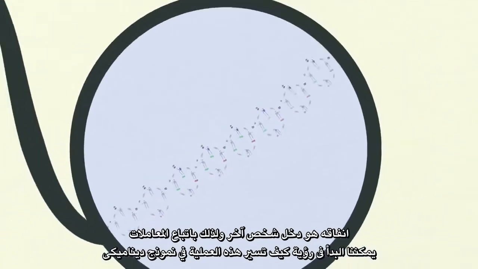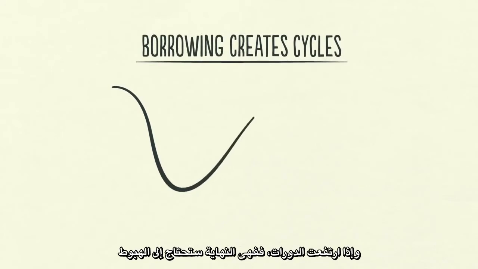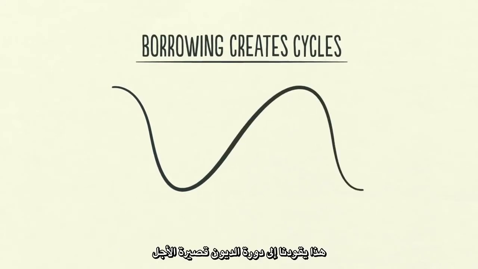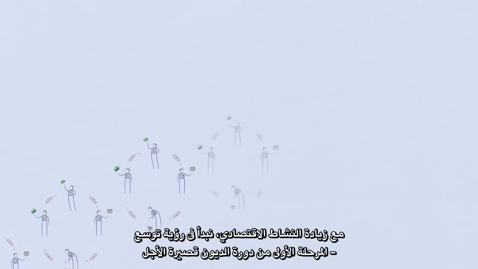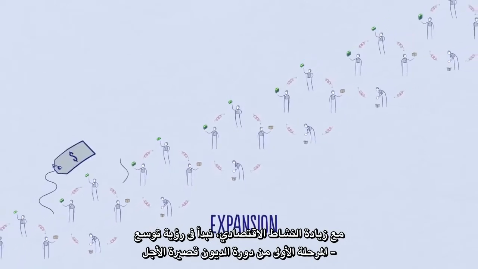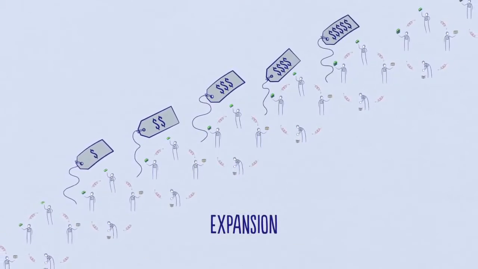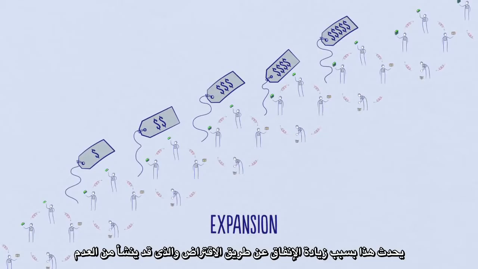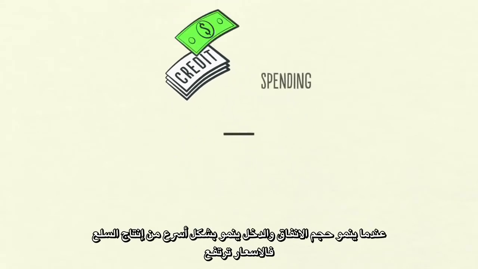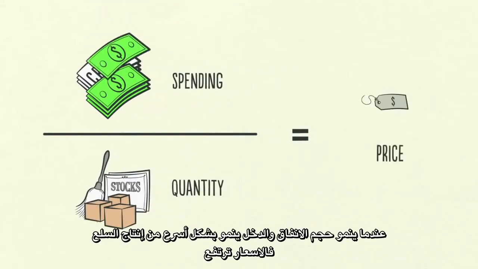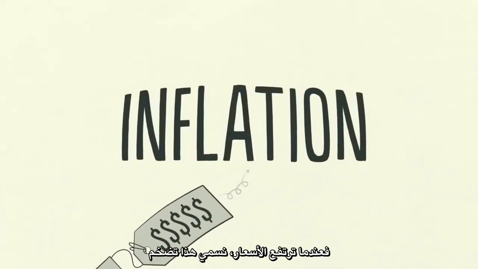His spending is another person's income, and by following the transactions, we can begin to see how this process works in a self-reinforcing pattern. But remember, borrowing creates cycles, and if the cycle goes up, it eventually needs to come down. This leads us into the short-term debt cycle. As economic activity increases, we see an expansion, the first phase of the short-term debt cycle. Spending continues to increase and prices start to rise. This happens because the increase in spending is fueled by credit, which can be created instantly out of thin air. When the amount of spending and incomes grow faster than the production of goods, prices rise. When prices rise, we call this inflation.